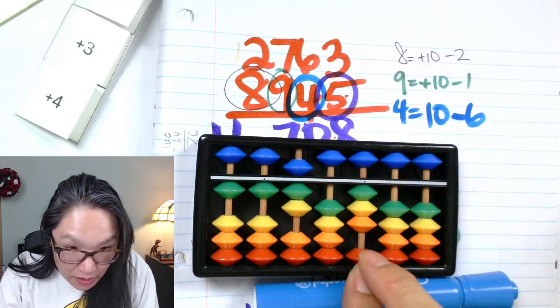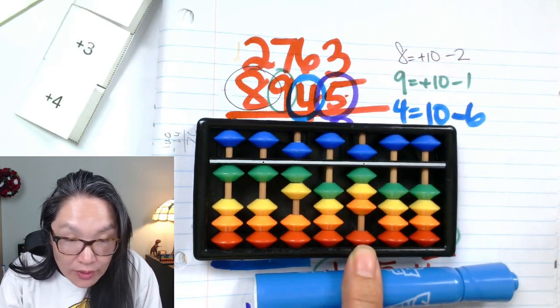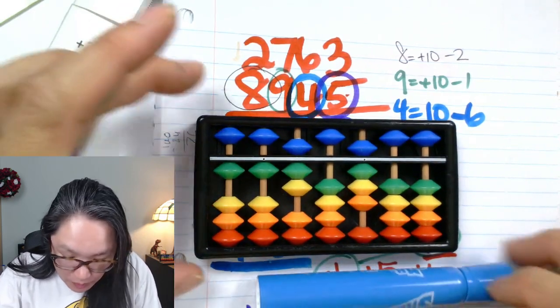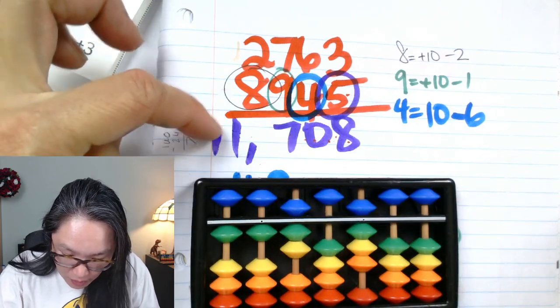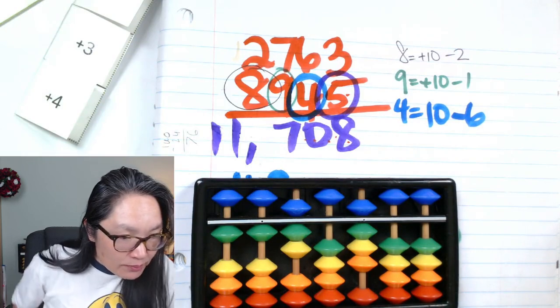And then I go here. I want to plus the 5. When I add the 5, do I have enough? Yes, I do. So what my answer will be is 11,708.